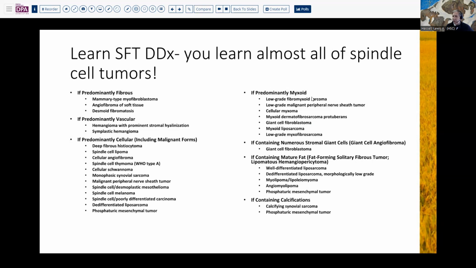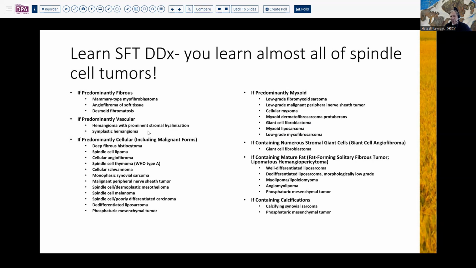So, for example, if you have a myxoid lesion, the myxoid tumors can include low-grade fibromyxoid sarcoma. And what are you going to think about in terms of that? Low-grade malignant peripheral nerve sheath tumors. What about cellular myxoma or myxoid dermatofibrosarcoma protuberans? And giant cell fibroblastoma, myxoid liposarcoma, and rare cases of myxofibrosarcoma with a low-grade appearance. Now, usually myxofibrosarcoma is a high-grade malignancy.